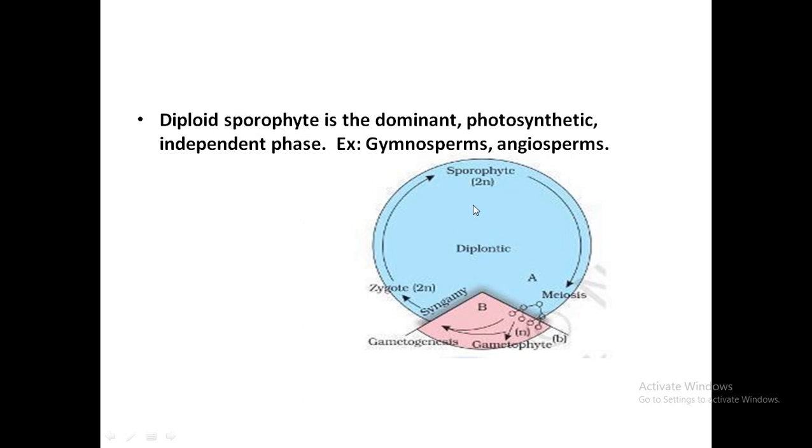It is photosynthetic, meaning it produces food and is independent of the gametophyte, but the gametophyte is dependent on the sporophyte. So here the dominant phase is sporophyte and gametophyte is a short-lived generation. Examples are gymnosperms and angiosperms. In both these groups of plants, sporophyte is dominant and gametophyte is dependent on sporophyte.